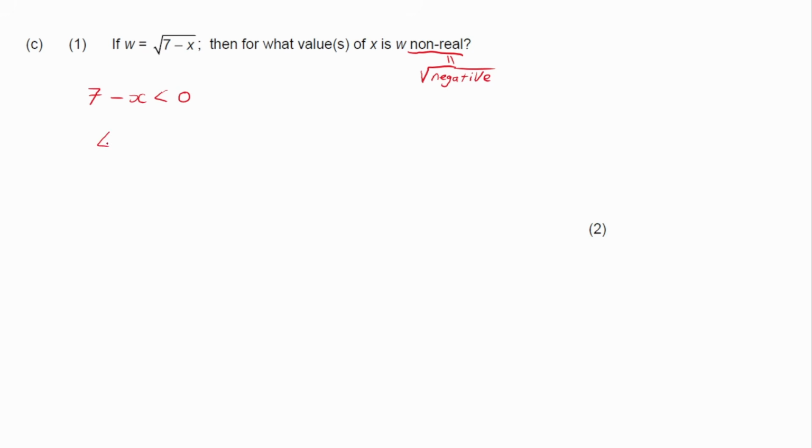So if I rewrite this, 7 is less than x. So when x is bigger than 7, then w will be non-real. You could also write it like this, where x is bigger than 7. This way over here is more often how we write it than at the top. But it shouldn't matter too much.